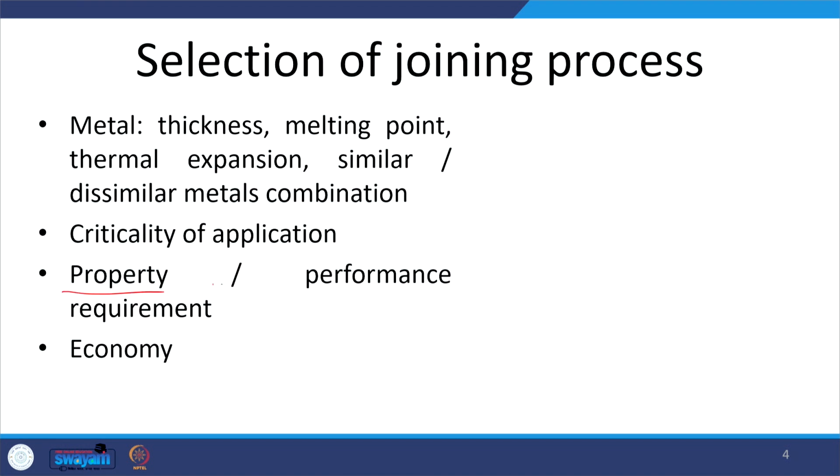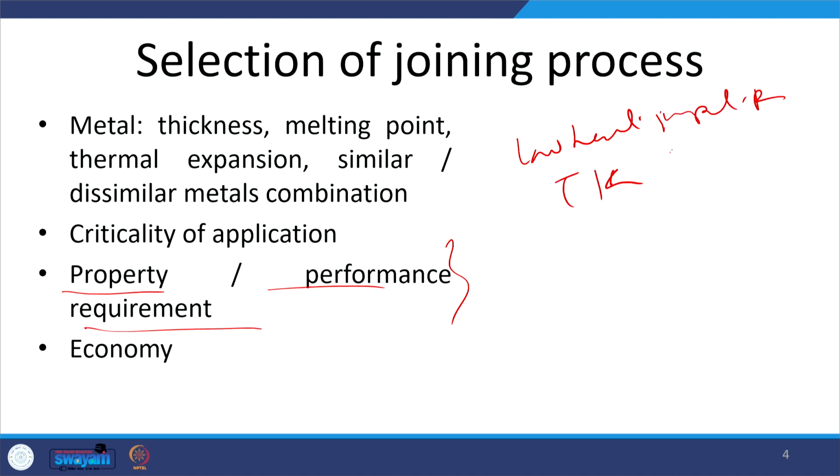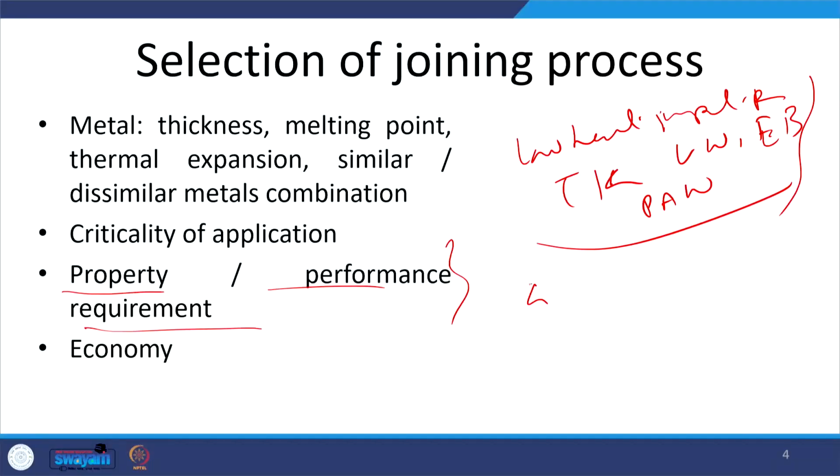Then the property and performance requirements. If we do not want much compromise in the properties of the parent metal due to welding, and we want very high performance, then we will go for a low heat input process. So TIG welding, laser welding, electron beam welding, and plasma arc welding will be preferred. But if the compromise in the property is not a major problem, or if the performance is not that critical, then we will go for other welding processes like shielded metal arc welding, submerged arc welding, MIG welding, and flux core arc welding.